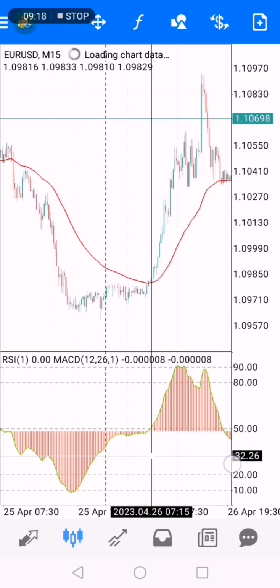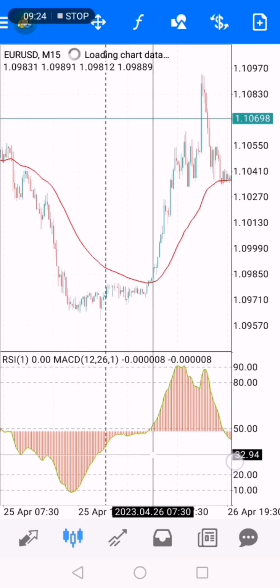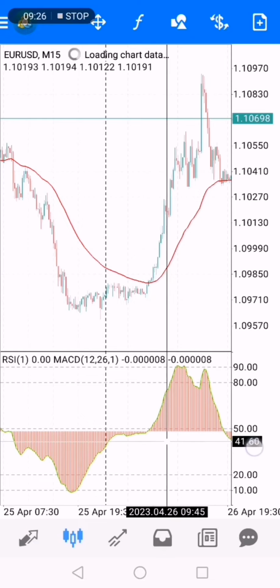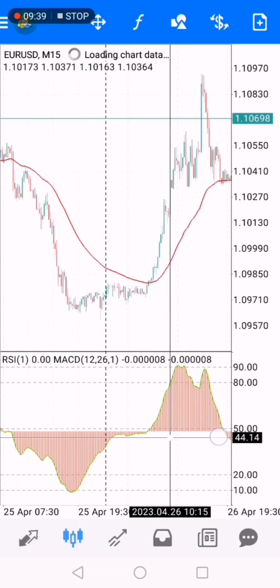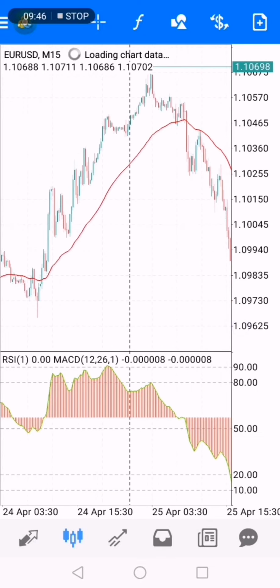Since we're already at the 50 level, after entering our buy position here, we're going to have to wait for it to reach the 80 level over here, the 80 to 90 region on our indicator window. That's when we're going to take our profit, and I recommend that you use the 80 level, since this is a scalping strategy. Then let's keep on backtesting.